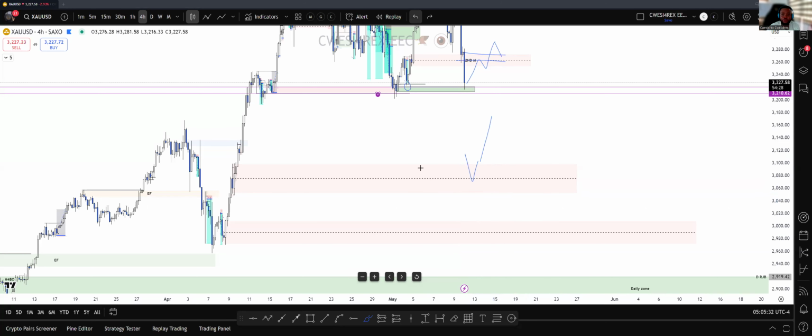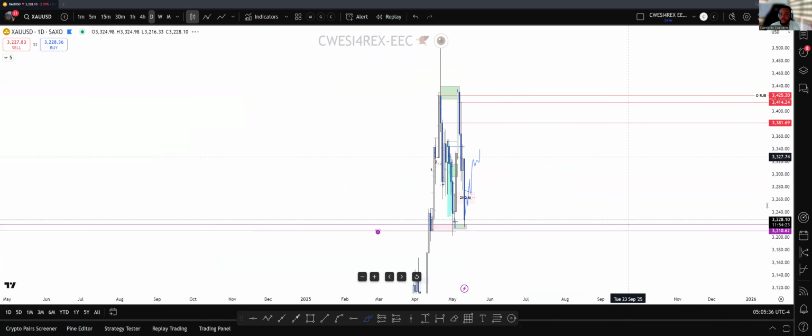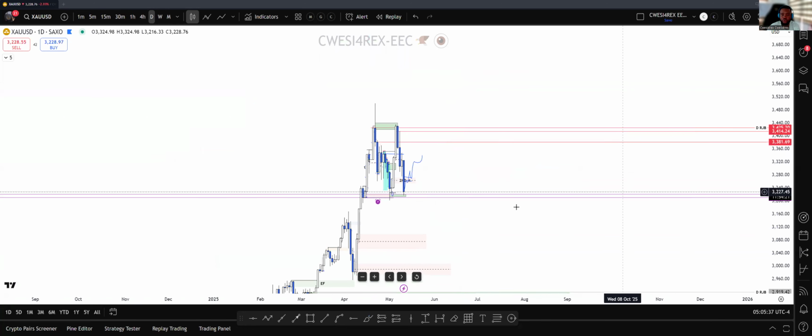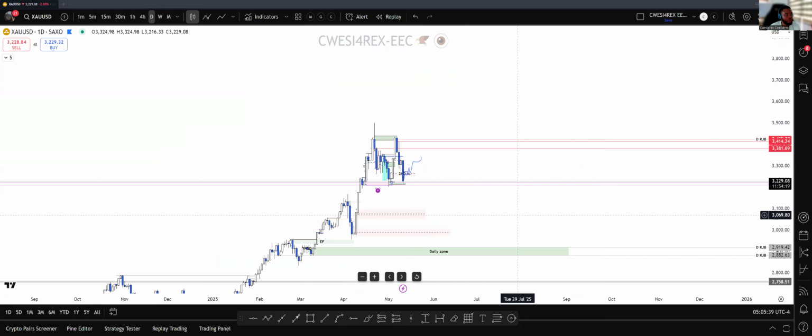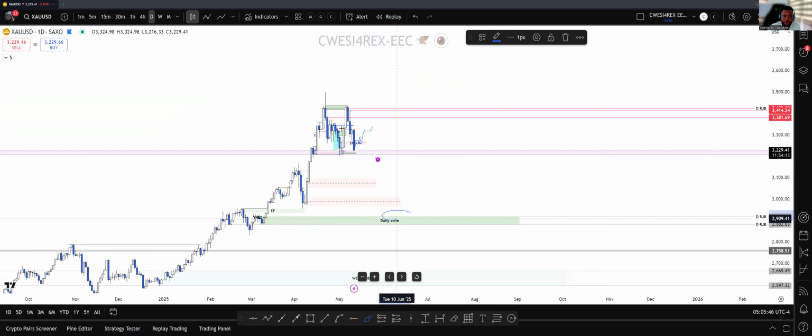This is the H4 zone, but if you move to the daily, we have a good confirmation zone which I've been waiting for so many days now, which is this level right here. When price comes to this level, you're going to have a massive buy continuation again. So let's go back to H4.